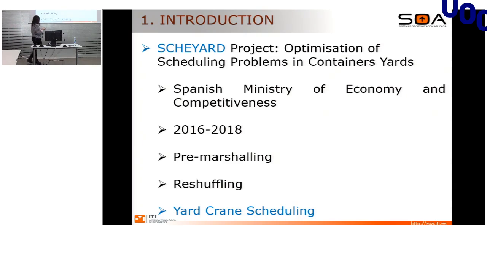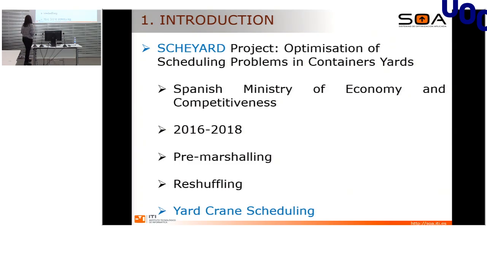And the first one is the pre-marshalling problem. Before the vessel arrives at the port, the containers in the yard can be relocated in the same order that then they will be loaded or unloaded from the vessel. So you can relocate the containers, and then you can minimize the number of non-productive movements of the crane.